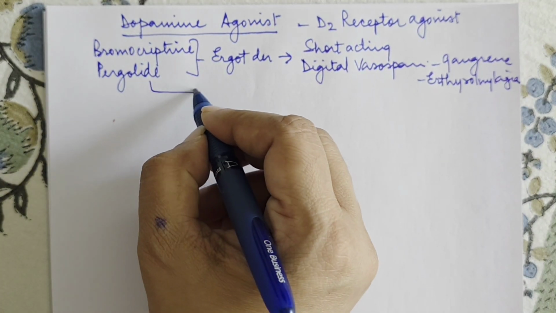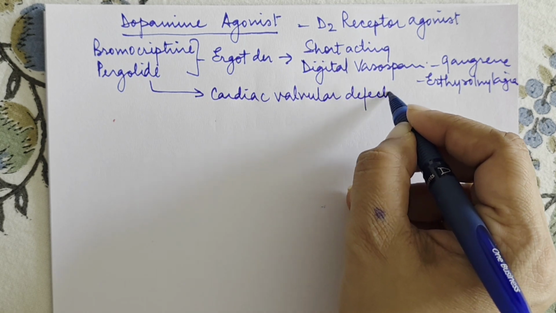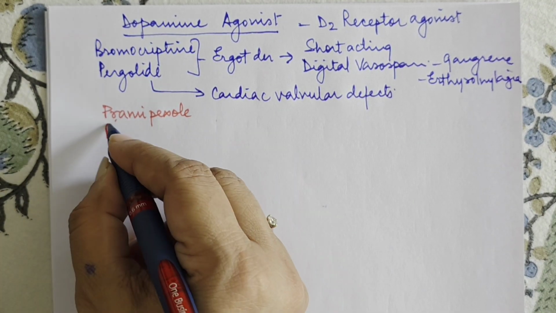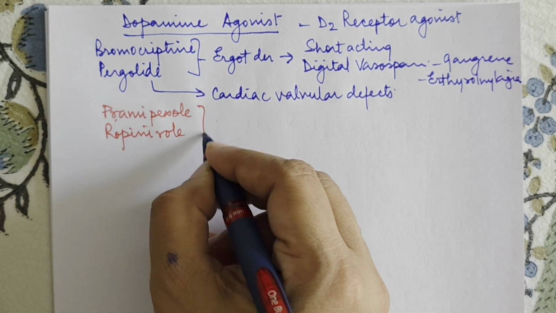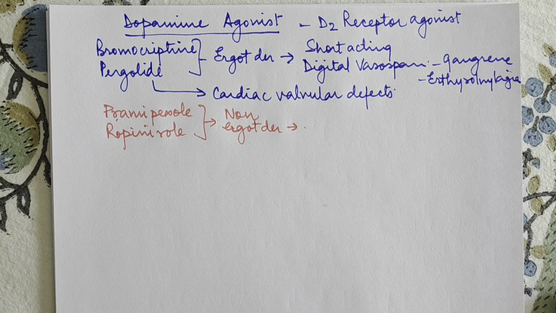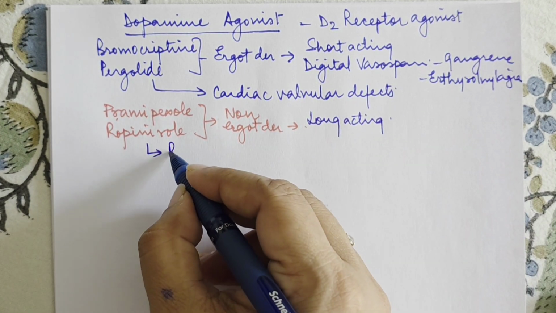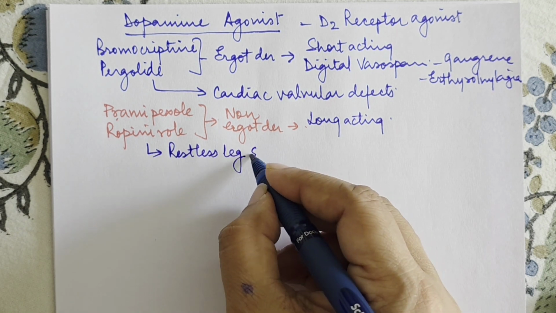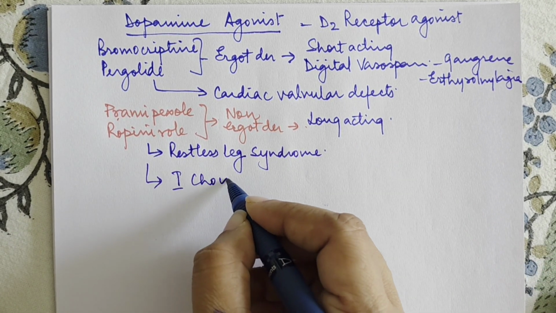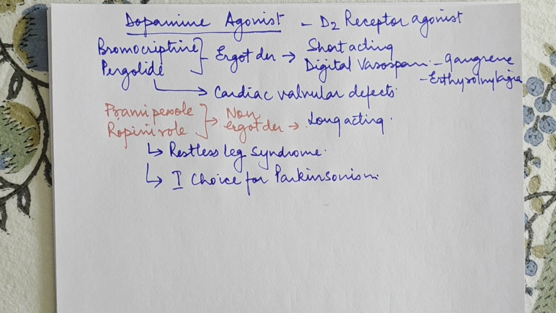Long-term use of pergolide can also result in cardiac valvular defects. Okay. Then among non-ergot derivatives we have pramipexole and ropinirole. They do not cause gangrene and they are very long-acting. Ropinirole is also approved for restless leg syndrome. They are the first choice for Parkinsonism now, even earlier than levodopa. These drugs are more preferred than levodopa.